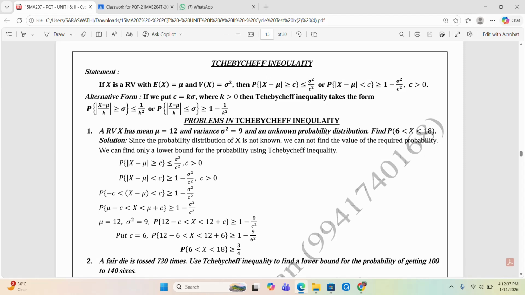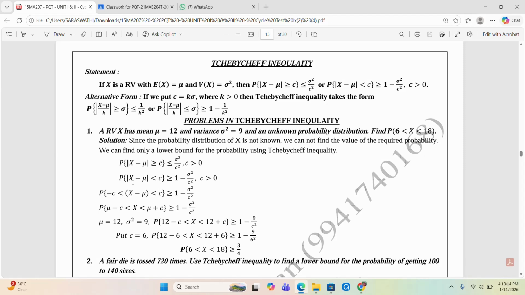Suppose you want to use this formula: if it is less than or equal to, it means sigma square by c square. If it is greater than or equal to, it is 1 minus sigma square by c square. In the same case we can use the other form of Tchebycheff inequality, greater than or equal to 1 minus sigma square by c square. Just as modulus of x less than or equal to 1 is nothing but minus 1 to plus 1.